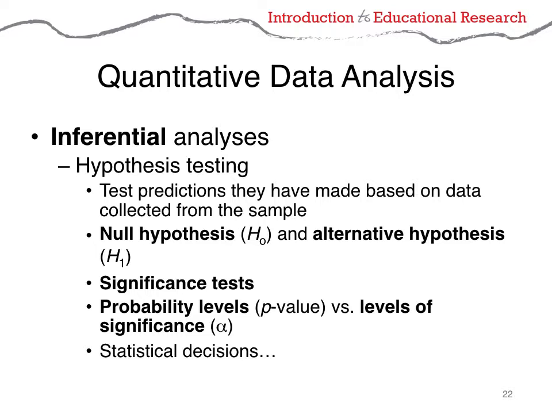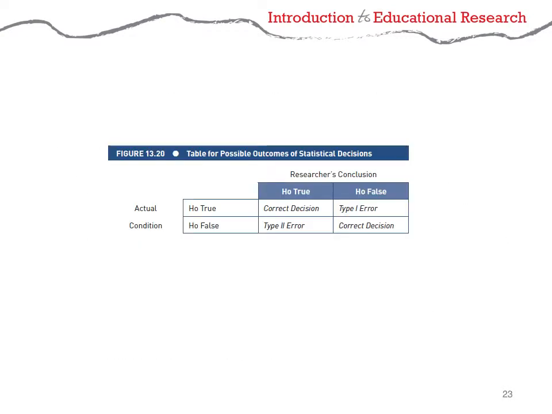We can have p-values versus levels of significance. We basically test our p-value. We set an accepted standard for random fluctuation. 0.05 is kind of the classic level that we set, and then we test to make sure that the data adheres to that pattern.